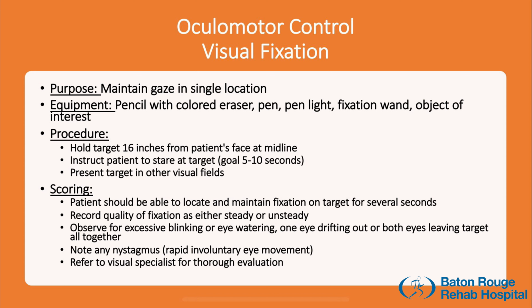For someone with a brain injury, they may be unable to understand the instructions of the visual screen. Therefore, you can simply present an object of interest or pen light at their midline and observe if the patient is able to fixate on that item.